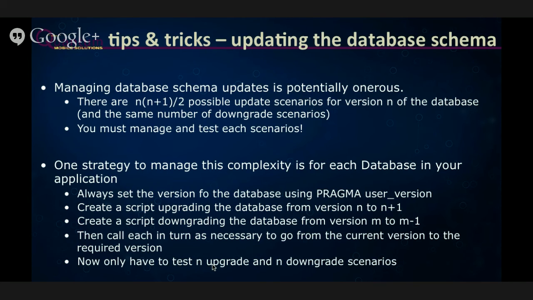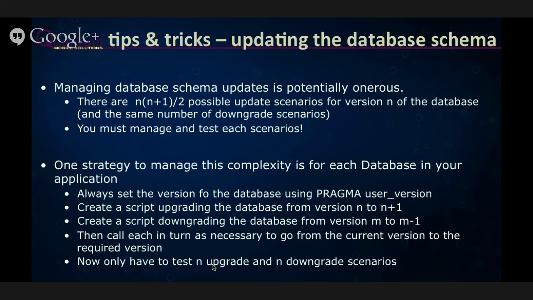Then what you can do, as part of your initialization, is just call each one in turn to go from the current version of the app to the final version of the app. So if you're at version 6 and you're going to version 7, you just run that script. If you're going from version 3 to version 7, you run 3 to 4, 4 to 5, 5 to 6, 6 to 7. You can tell what version of the database you're at because you can pull the information out using this pragma. Each time you've got a new database schema, you give it a new database version that's embedded as part of the database.